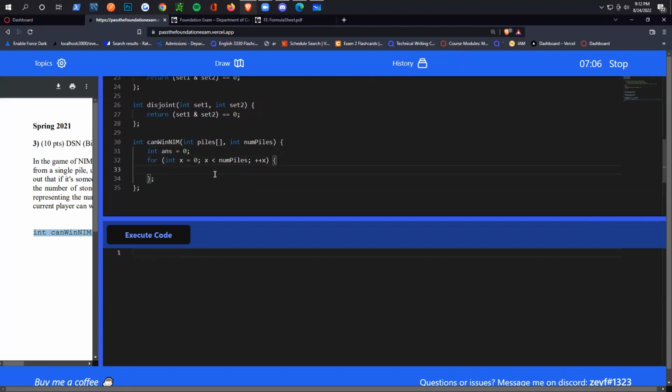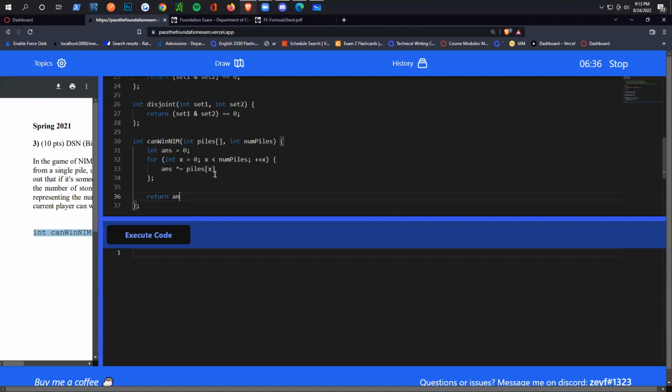Now right here, all you're going to have to do is take every pile of stones, which is the current index you're at, and XOR it with answer, because it starts off at 0. So the first value it's going to take is piles of 0. The first XOR is just going to be piles of 0, and then you're going to compound those XORs: piles of 0 XOR piles of 1, XOR piles of 2, and so on. So at the end of this, you're just going to end up returning answer.